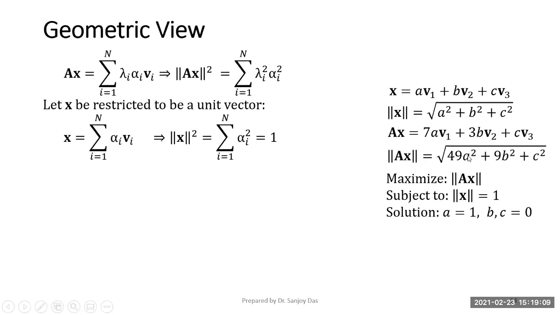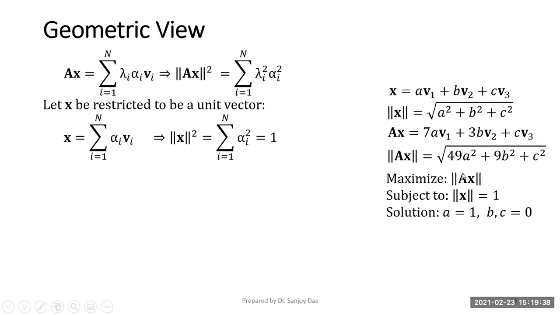If a equals 1, then what's the length of this Ax? Square root of 49a squared. 49, if a equals 1, this is 7, right? 49 times 1 plus 9 times 0 plus 1 times 0. So square root of 49 is 7. So the maximum value of the L2 norm of Ax is 7.